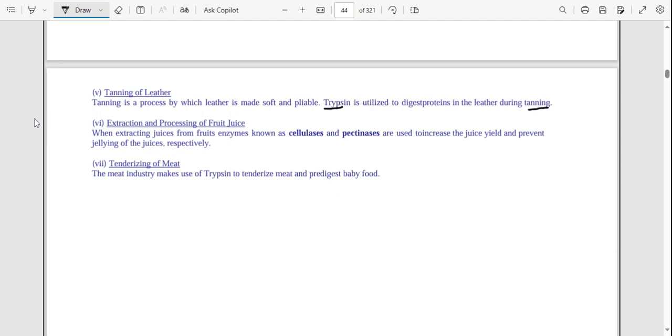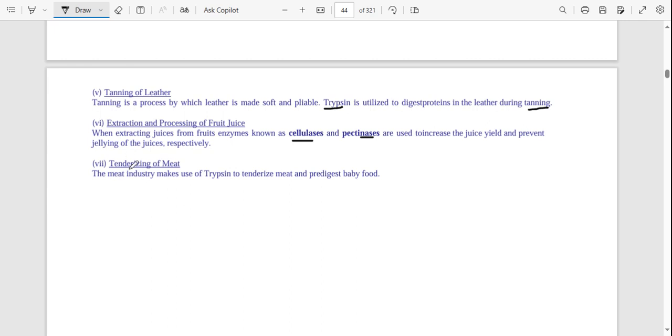Okay. Enzymes are also going to be used in extraction and processing of fruit juice. For example, cellulase and pectinases. These are going to be used to increase the juice yield and prevent gelling of the juice. Now, cellulase means it works on cellulose. Cellulose is found in the cell wall of plants.